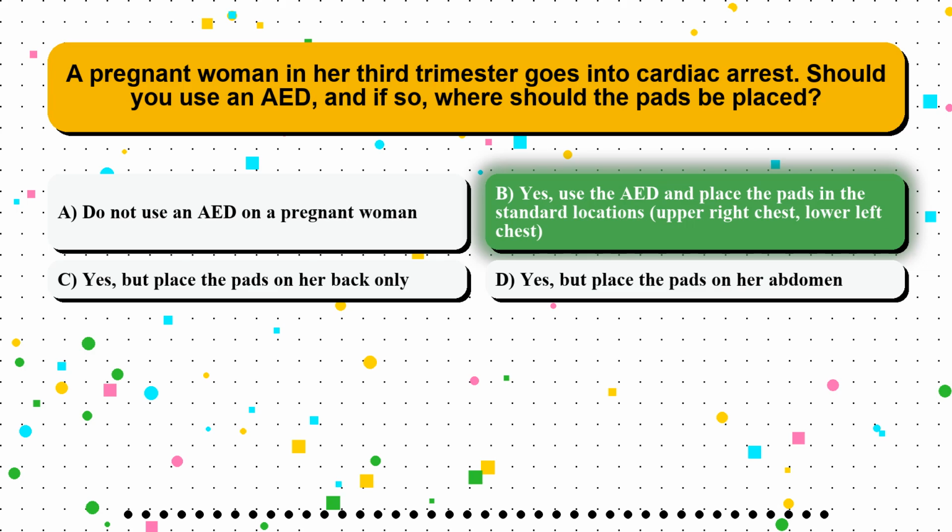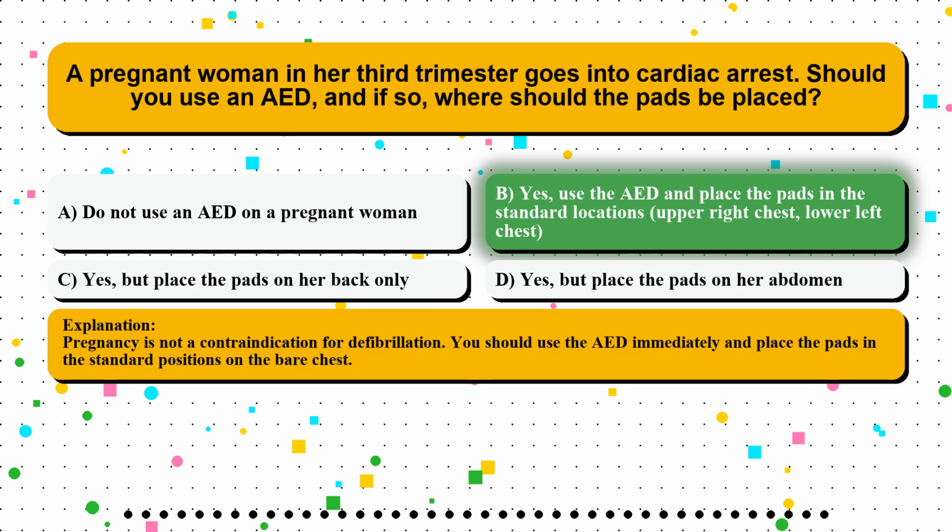The correct answer is option B. Yes, use the AED and place the pads in the standard locations, upper right chest, lower left chest. Pregnancy is not a contraindication for defibrillation. You should use the AED immediately and place the pads in the standard positions on the bare chest.